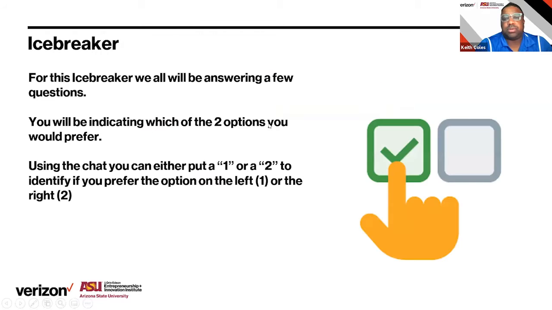Thank you, Joe. So for our icebreaker, just something to get comfortable and get to know each other, you'll be answering a few questions. You'll be indicating which of the two options you would prefer. If you prefer the option on the left of your screen, I want you to put a number 1 in the chat. And if you prefer the option on the right side of the screen, put a number 2 in the chat. Then we'll go through a couple series of these, see where we're at, and go from there. All right, 1 for left, 2 for right.